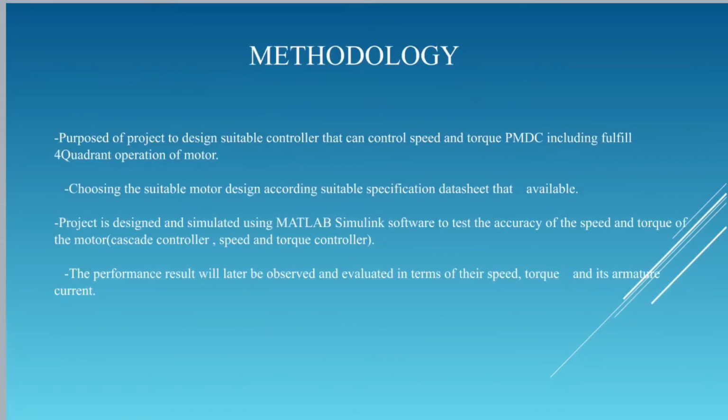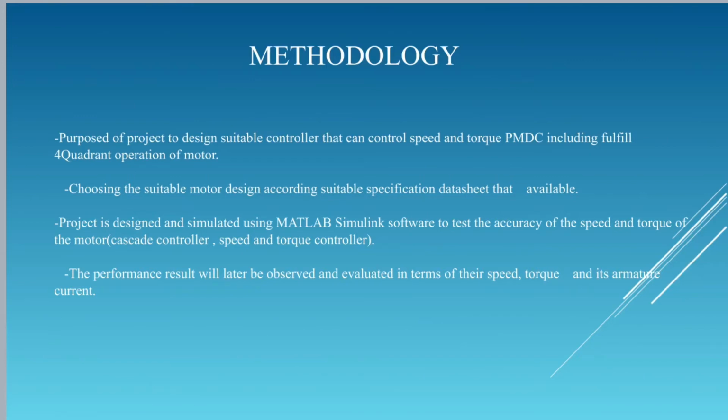As for methodology, the purpose of this assignment is to design and determine a suitable controller which is able to control both the speed and torque of a permanent magnet DC motor, thus fulfilling all four quadrant operation of the motor. First, we start with choosing a suitable motor according to a suitable specification datasheet that is available. The motor used for the design is chosen from a commercially released product from an online catalog, and we use baldor.com. As such, the specs were reliable.